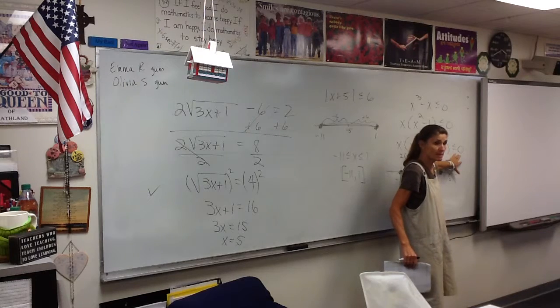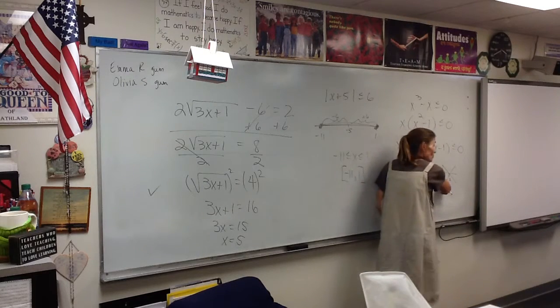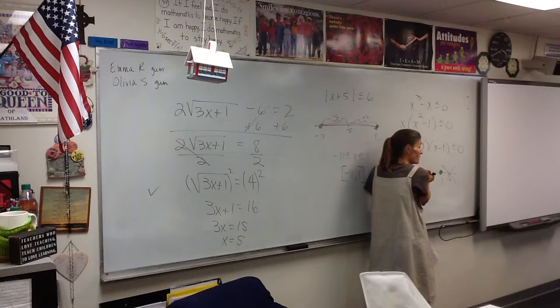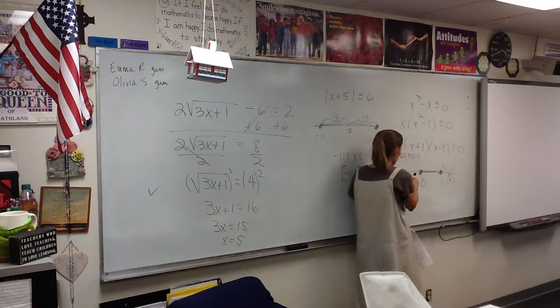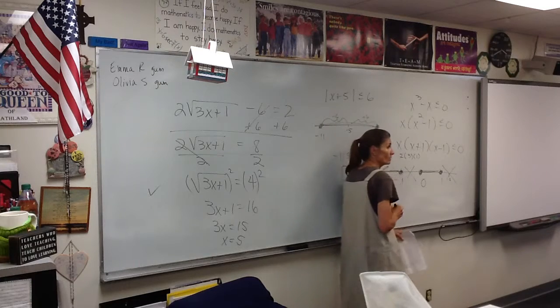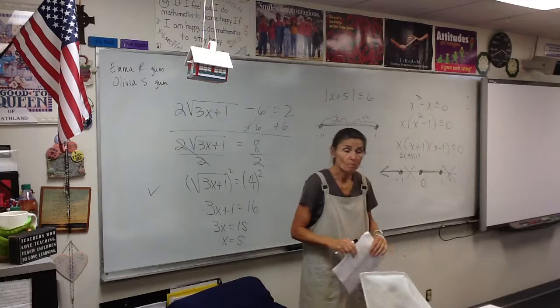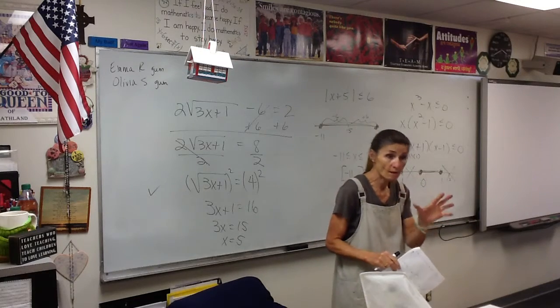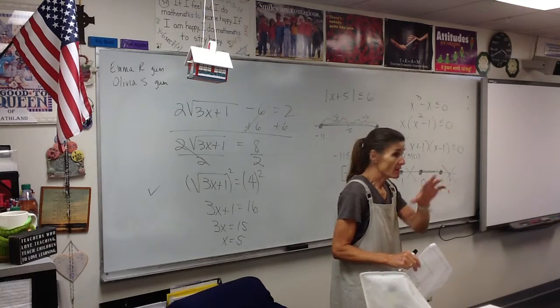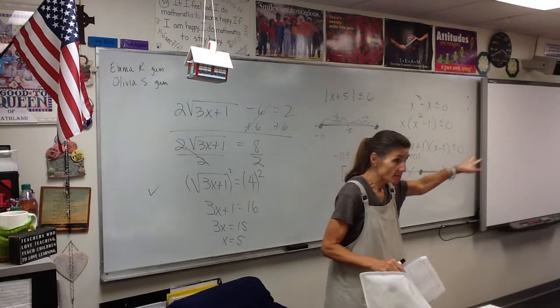So what does that mean? This section didn't work, which means this one will, this one won't, and this one will. Remember, they alternate. So all you need to do is figure out one section, pick one number, and then everything else is going to just alternate.